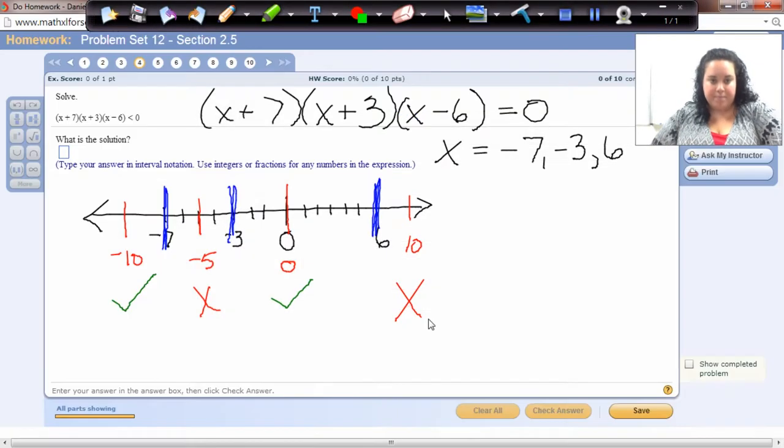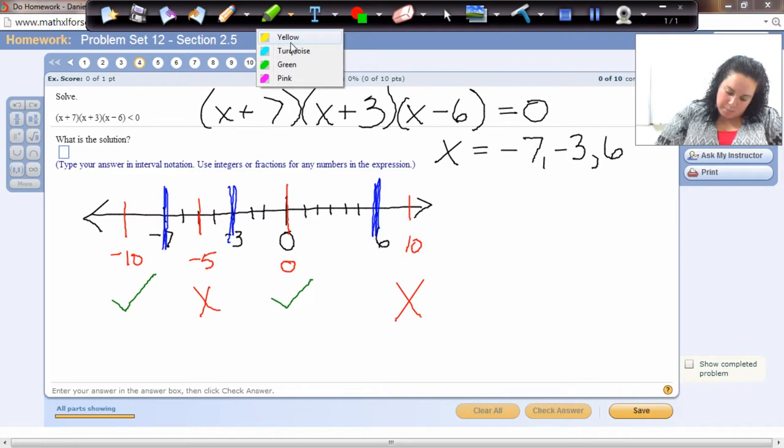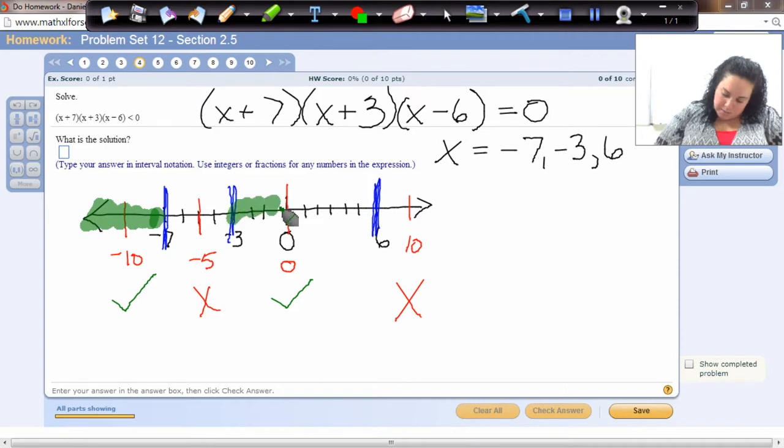Okay, let's go back. So we have this region works. I'm going to highlight the regions that work in green. This region works all the way up to this bar, and the middle region right here works, but these two regions did not work out. Okay, so that would be our solution.